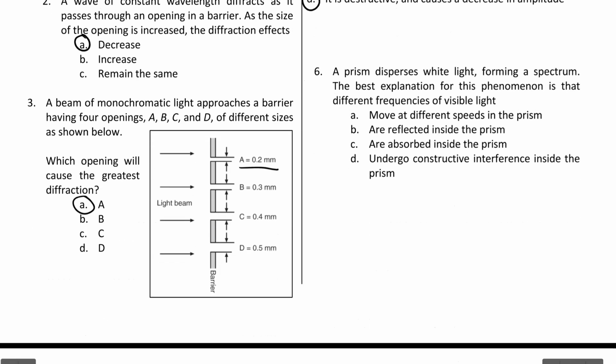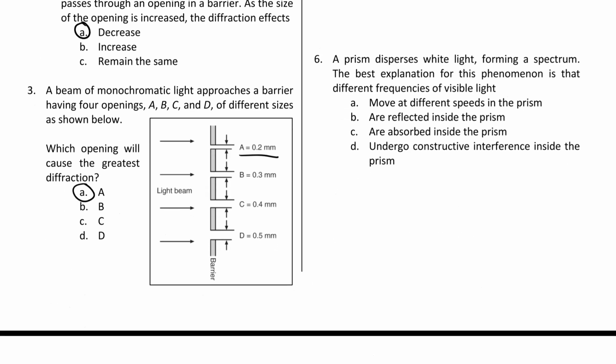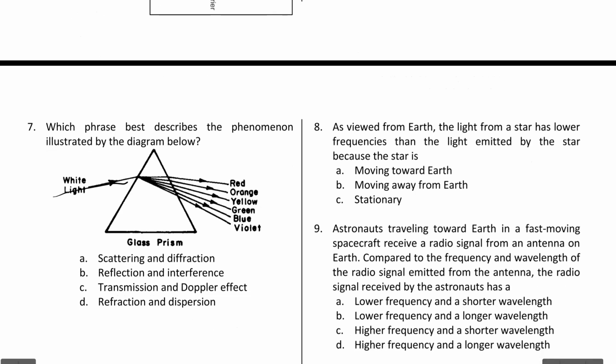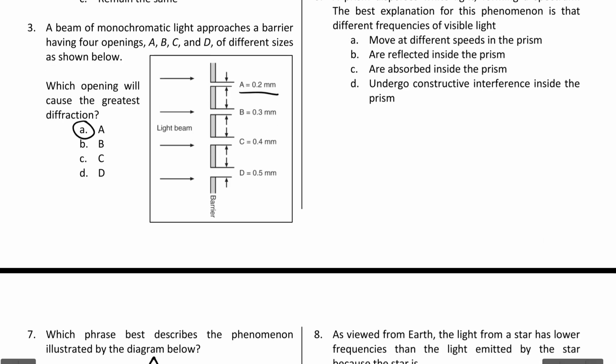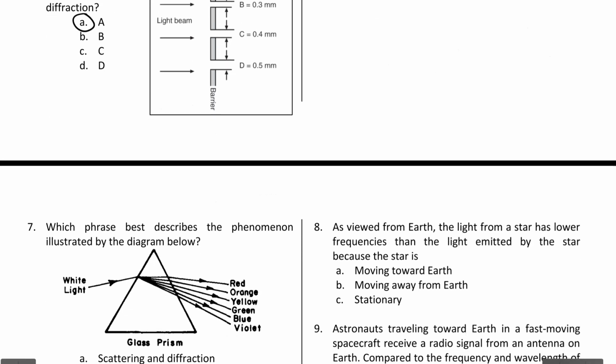Number 6, a prism. So that was all Doppler effect. Now we're getting into dispersion. A prism disperses white light, forming a spectrum. It kind of looks like this. So white light comes in, it spreads it out into the different colors of light that make up that white light. The best explanation for this phenomenon is that different frequencies of visible light are going to refract differently. So the red light doesn't refract as much as the violet light does. The violet light bends more.